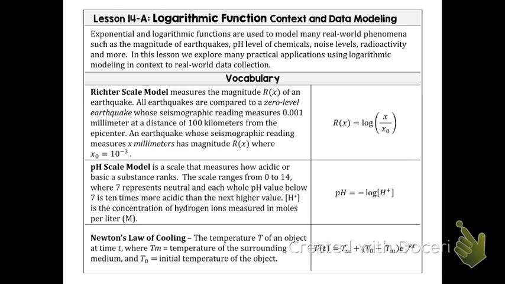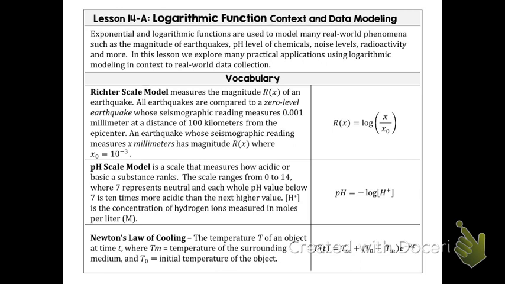And so some vocabulary and some formulas we're going to need: we have a Richter scale model, which is going to measure the magnitude R of X of an earthquake. All earthquakes are compared to a zero-level earthquake whose seismographic reading measures 0.001 millimeters at a distance of 100 kilometers from the epicenter. An earthquake whose seismographic reading measures X millimeters has magnitude R of X, where X sub 0 is equal to 10 to the negative 3. And so there we have that R of X is equal to log of X over X sub 0.